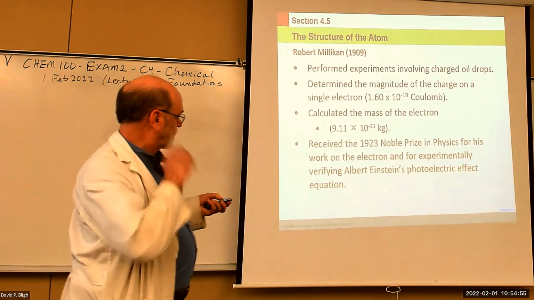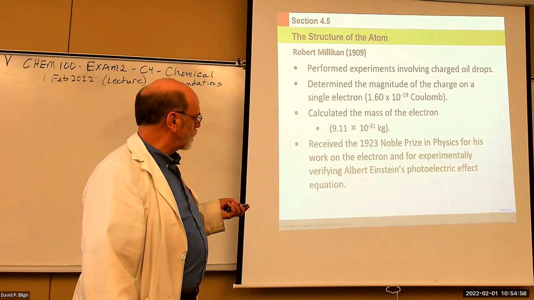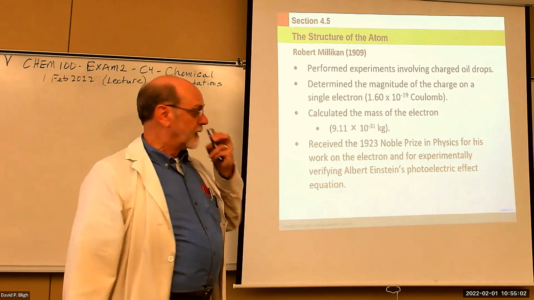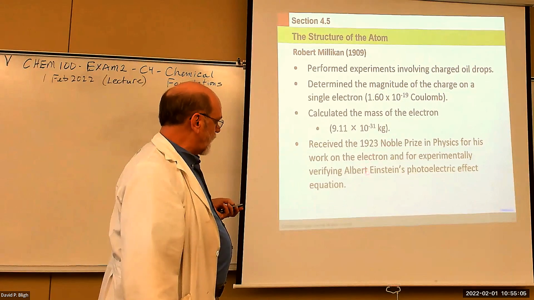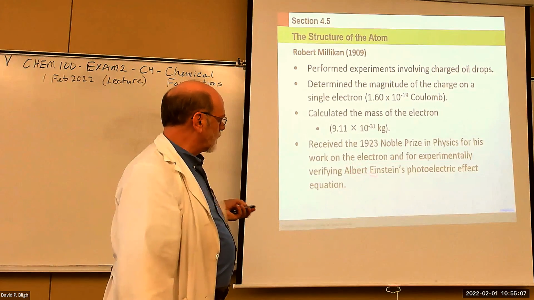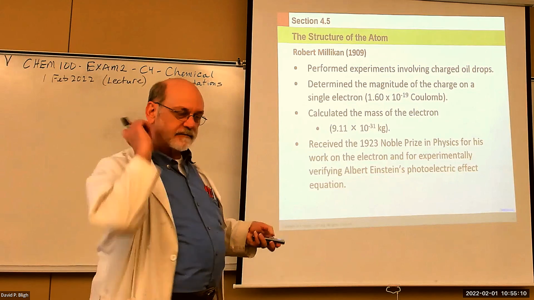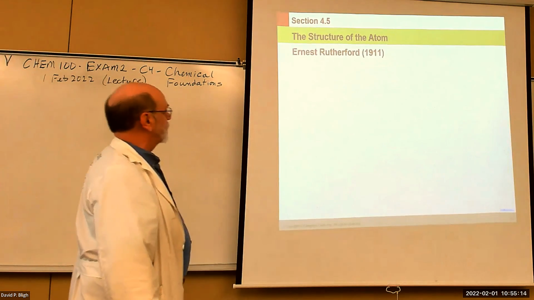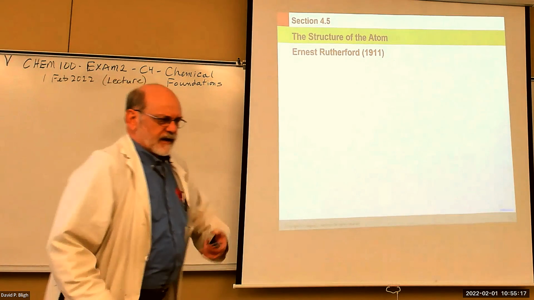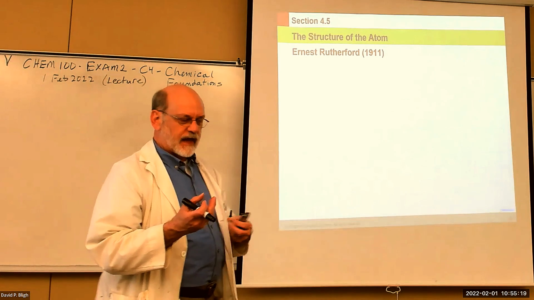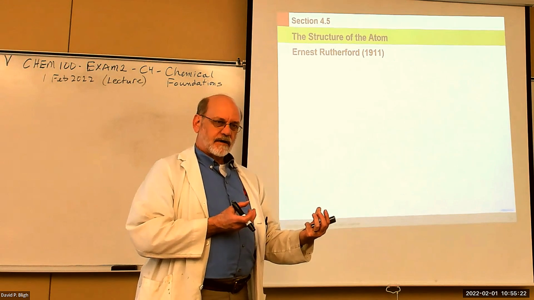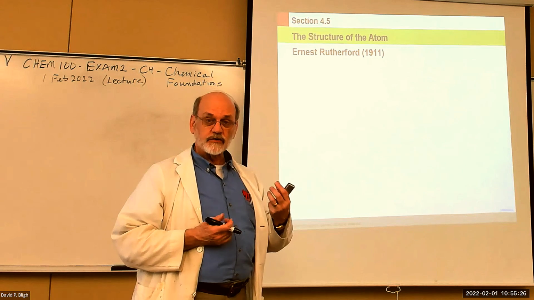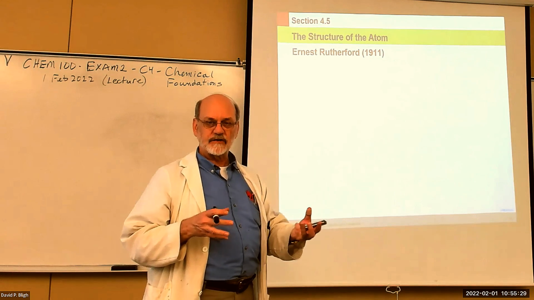In addition, he also looked at some of the work of Albert Einstein and the photoelectric effect. We haven't covered that yet. But his work on both the electron and confirming Einstein's photoelectric effect got him the Nobel Prize in 1923. Okay. Now that we know the mass of the electron and we know the mass of the atom, we knew that most of the mass of the atom was due to this positive, mystery positive charge.